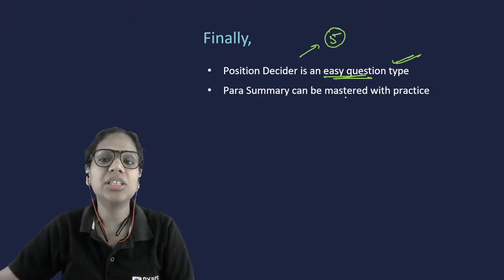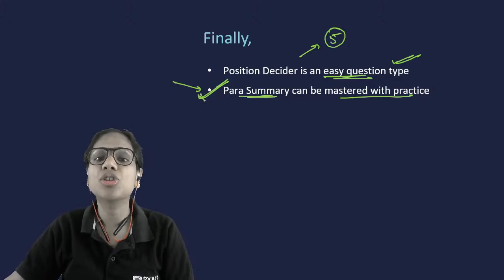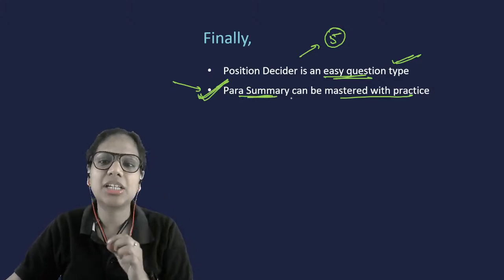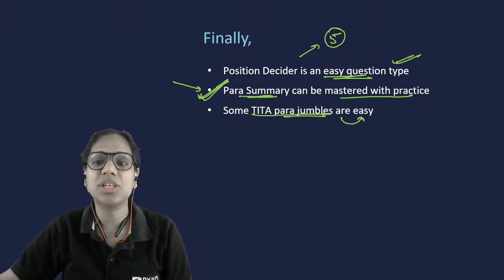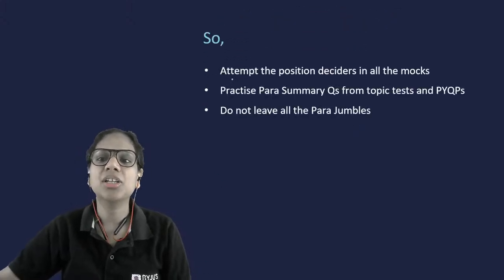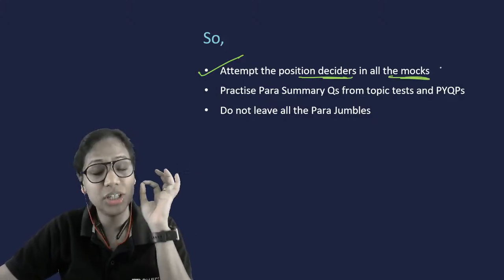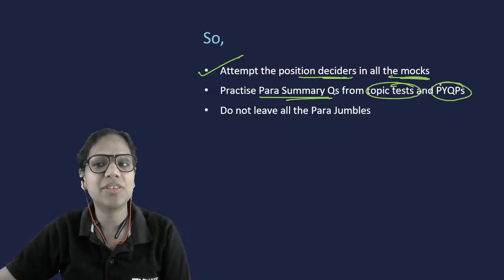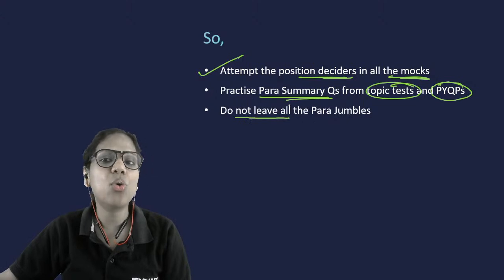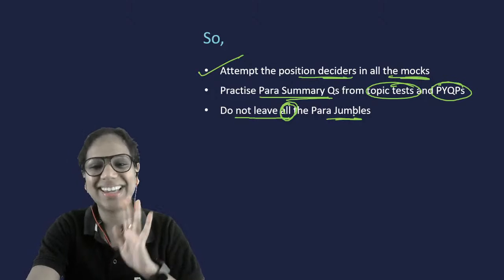Para summary is something that you can master with practice. Your RC prep will reinforce your para summary prep and vice versa, as I said. So please practice para summary questions. And some type in the answer para jumbles are also easy. So please don't think that you will leave them completely. Okay. So attempt position deciders in all the mocks. And again, give them a sincere shot even in the actual exam. Practice para summary questions from topic tests and PYQPs. And do not leave all the para jumbles. Okay. Don't think, "I will leave all the type in the answer questions." Right. Don't have this approach.